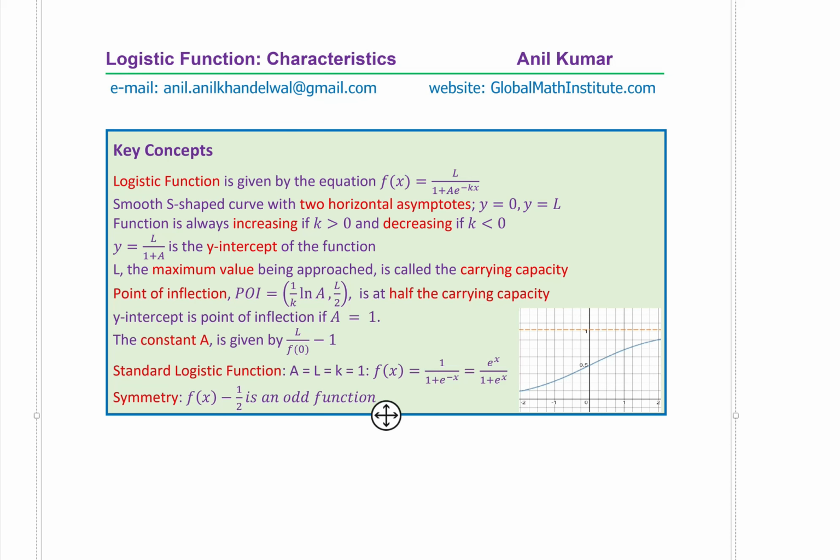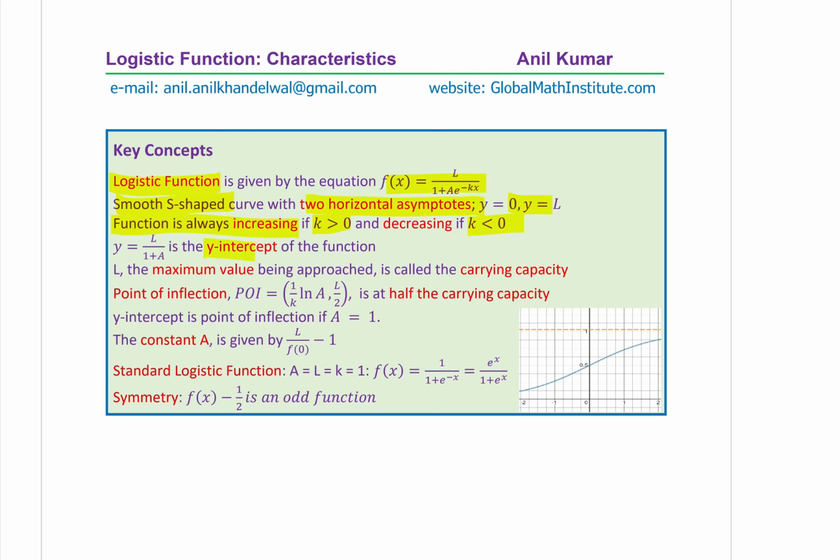Now let us summarize with some key concepts. So we learned that the logistic function is given by the equation f of x equals L over 1 plus a e to the power of minus kx. It is a smooth S-shaped curve with two horizontal asymptotes which are at y equals 0 and at y equals L. The function is always increasing if k is greater than 0. It is decreasing if k is less than 0.